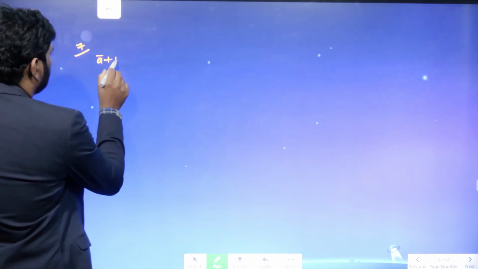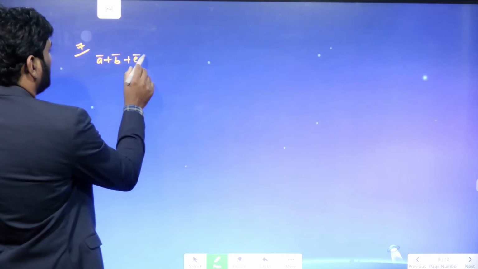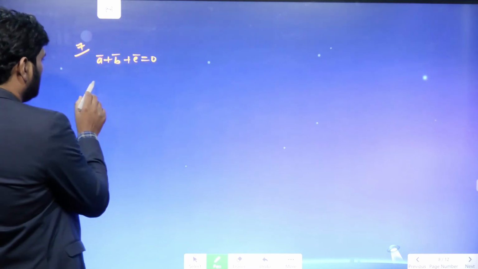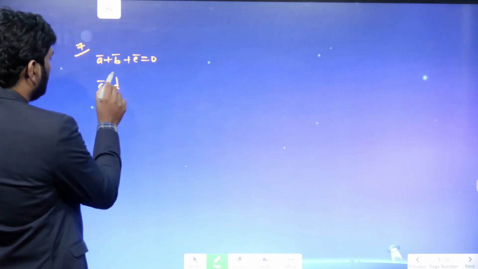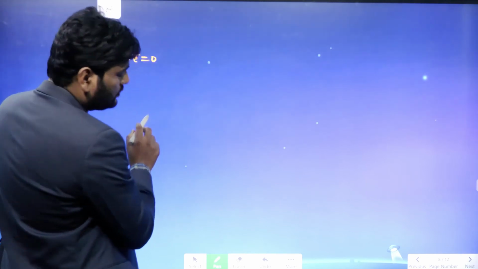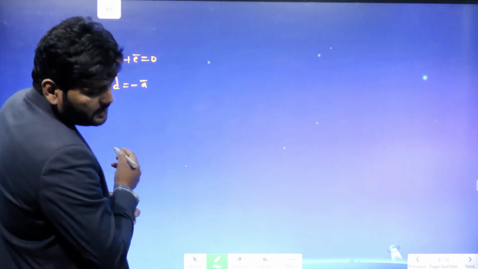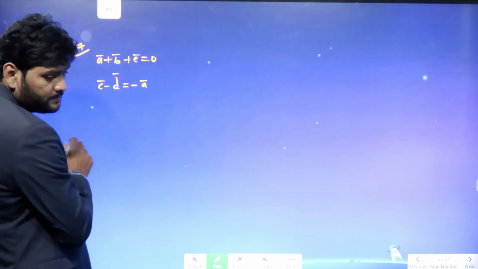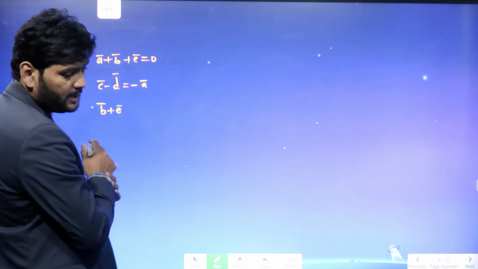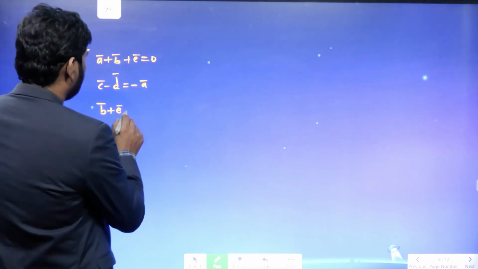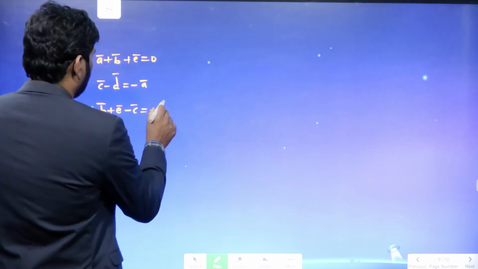A bar plus B bar plus E bar is equal to 0. That is the first one. Second is C bar minus D bar is equal to minus A bar. And in a similar way, the third one is B bar plus E bar minus C bar is equal to minus D bar.